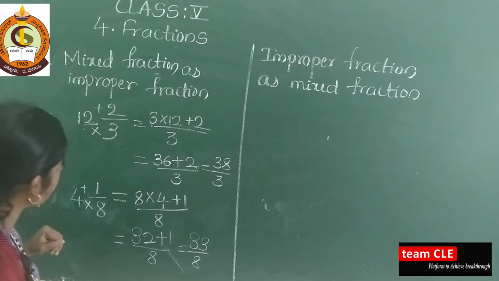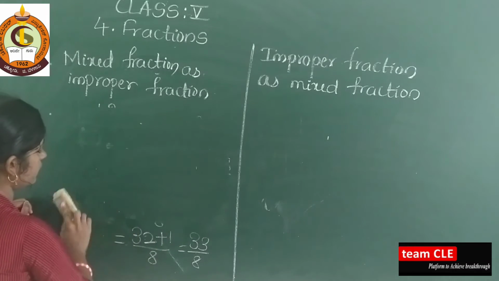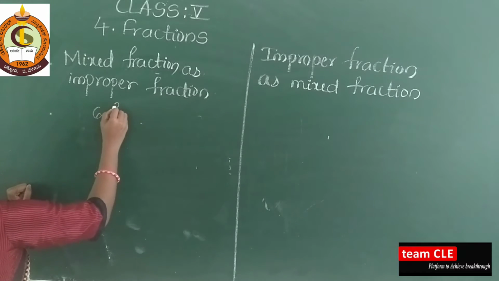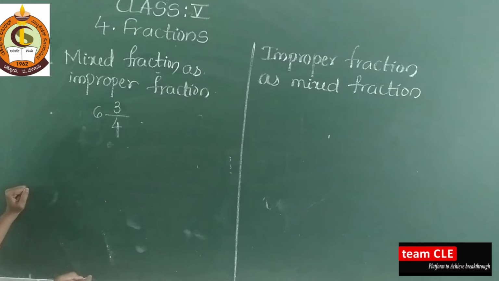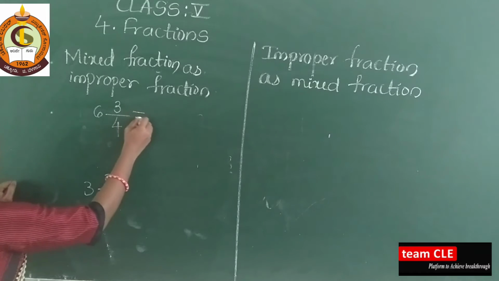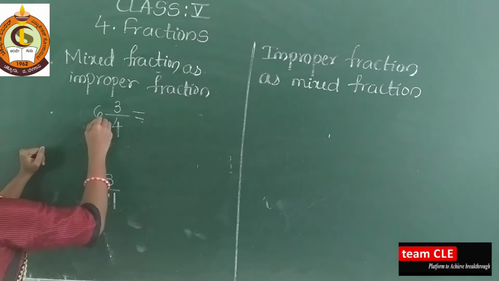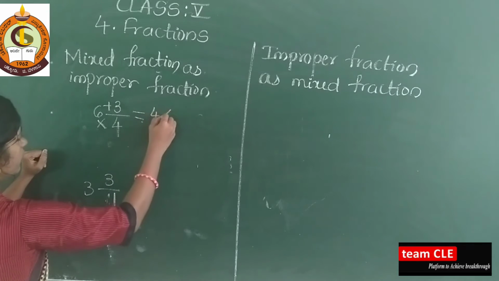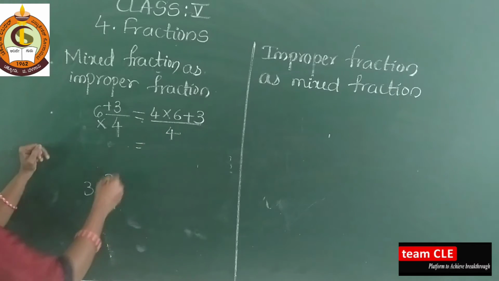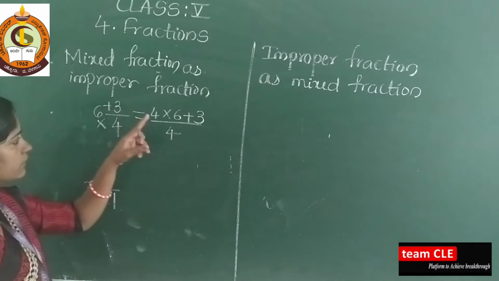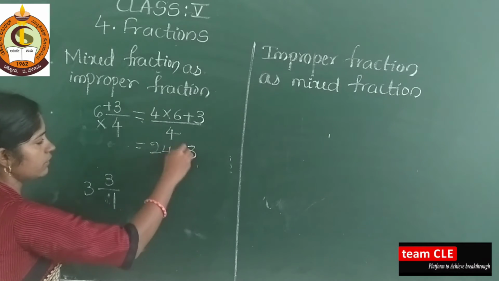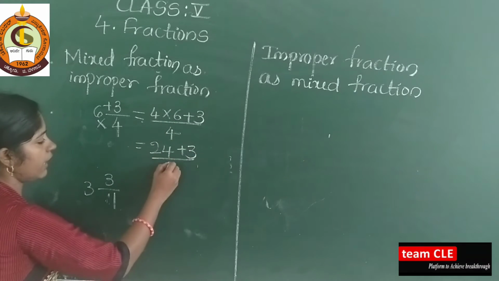Okay, so next I will take a few more examples on converting mixed to improper. So let us take one more example: 6 integer 3 by 4, and one more example is 3 integer 3 by 11. So here first what do I need to do? Multiplication, addition. 4 into 6 plus 3 divided by 4. How I wrote, understood? 4 into 6 plus 3. Then 4 6s are 24 plus 3 divided by 4.